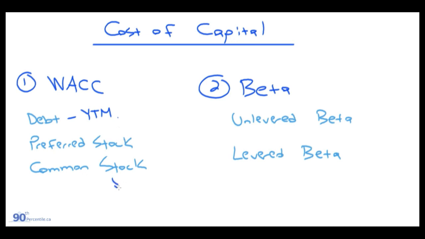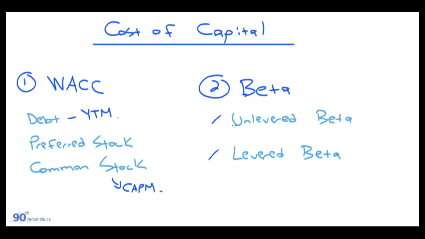And then for common stock, we also have a pretty common model, which I don't believe you've seen yet, which is the CAPM model, which is a simple formula used to calculate or estimate the required return on common stock. From there, we're also going to be talking about beta. Beta, as we know, is essentially a measure of a company's sensitivity to market volatility. And we're going to be talking about two different types of beta. One is the unlevered beta, and the other is the levered beta.